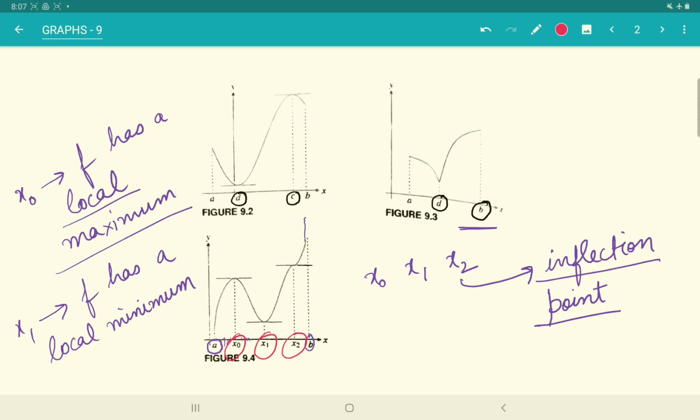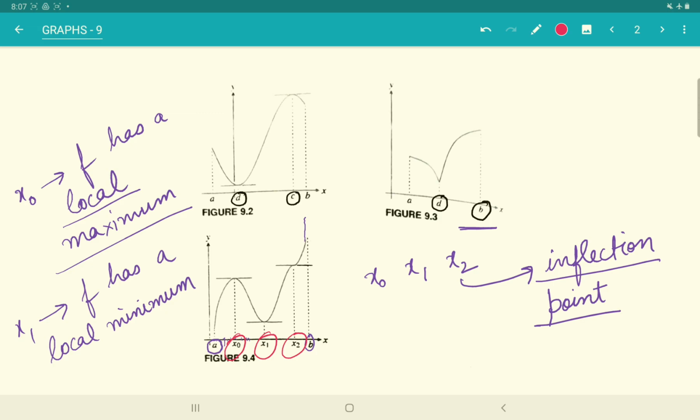Please keep this in mind, that here the minimum is at endpoint A. And also I know that the function does not have any maximum, because as x approaches b in figure 9.4, the function approaches infinity. So x0, x1 and x2 are all stationary points, but none is an optimal point.